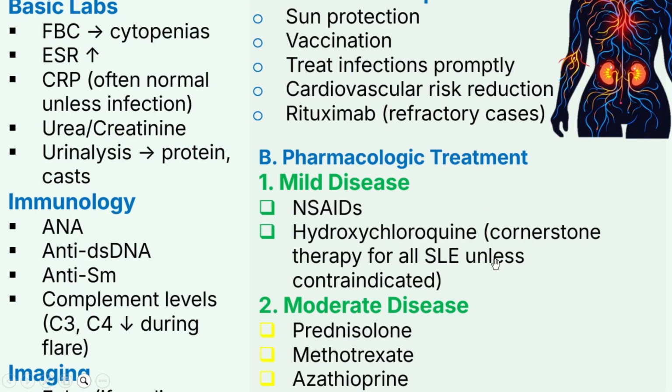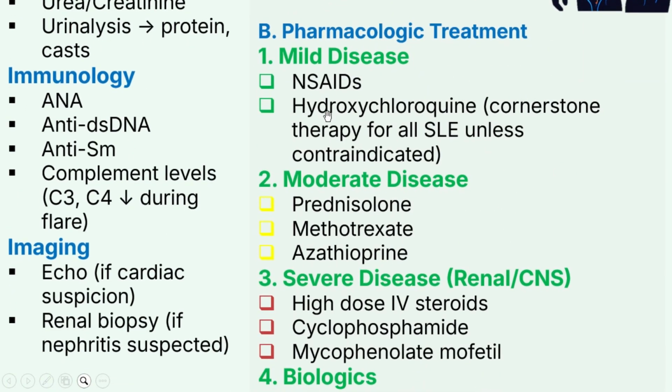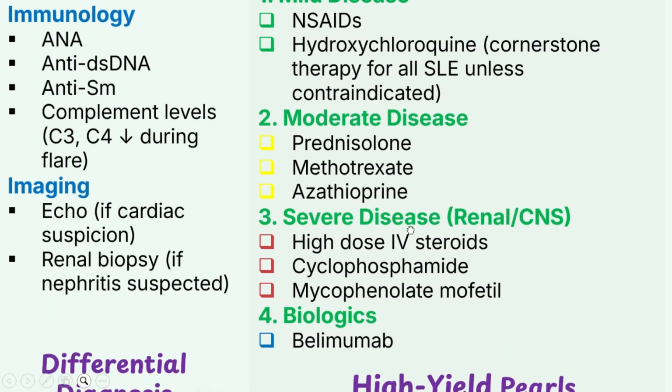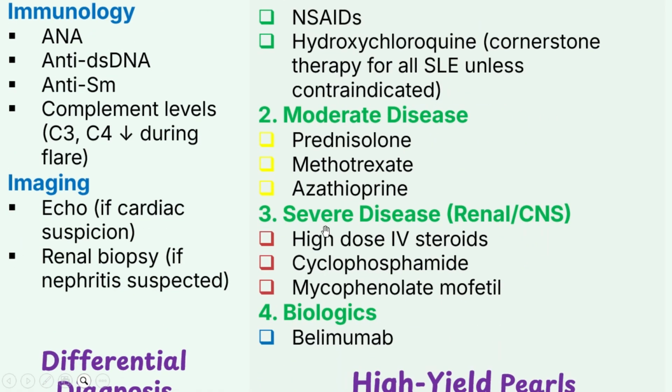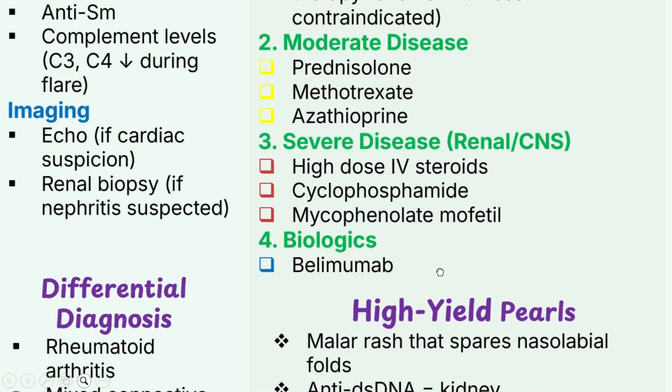So for pharmacological management, for mild disease we shall give NSAIDs and hydroxychloroquine. And this is going to be the cornerstone for all SLE, unless we have contraindications to hydroxychloroquine. Then in moderate disease, we may add a steroid, prednisolone. We can add on methotrexate and azathioprine. These are the DMARDs, disease-modifying antirheumatic drugs. Then in severe disease, we may give high-dose IV steroids. We can give cyclophosphamide and mycophenolate mofetil. Then for the biologics, we can use belimumab.